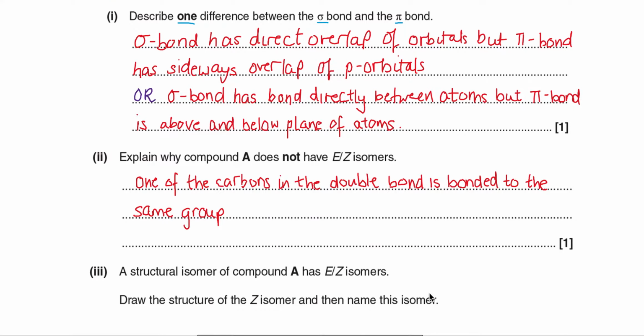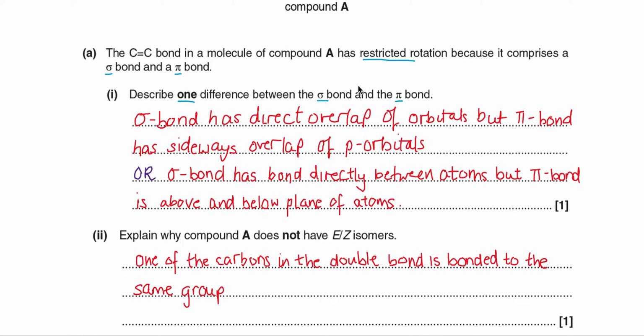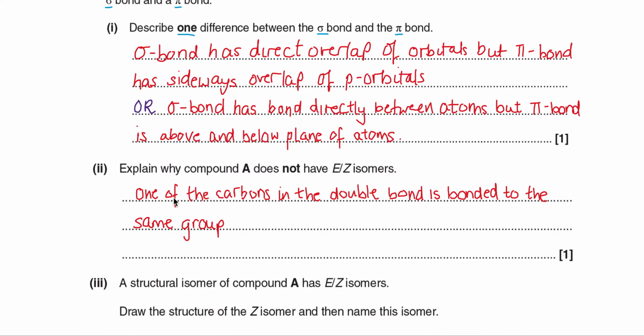Right, it then says explain why compound A does not have EZ isomers. So if you remember, the two criteria for EZ isomers is that it must have a double bond. That's the first one. And the second one is that each carbon in the double bond must be bonded to two different groups. And as we can see, this carbon here is actually bonded to the same group, and therefore it doesn't fit the criteria, and therefore it will not show EZ isomerism. So to explain that, I've said one of the carbons in the double bond is bonded to the same group, or you could have said one of the carbons in the double bond is bonded to two methyl groups. Either explanation would have been fine there.